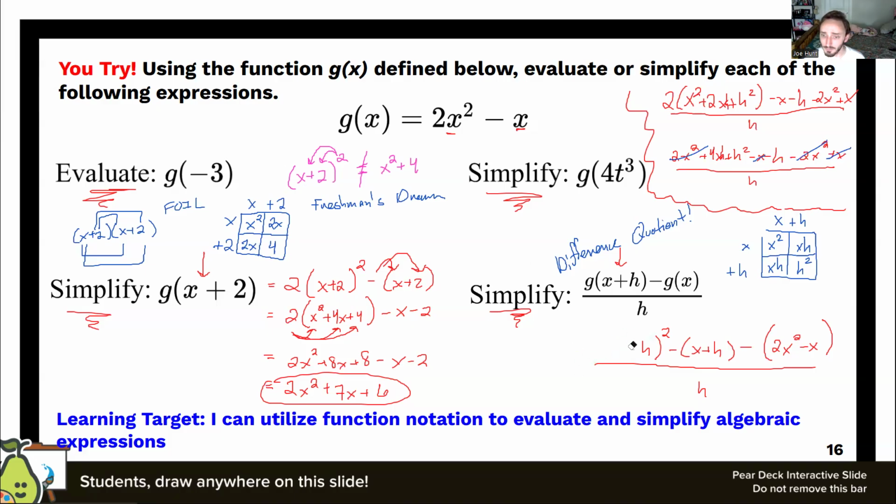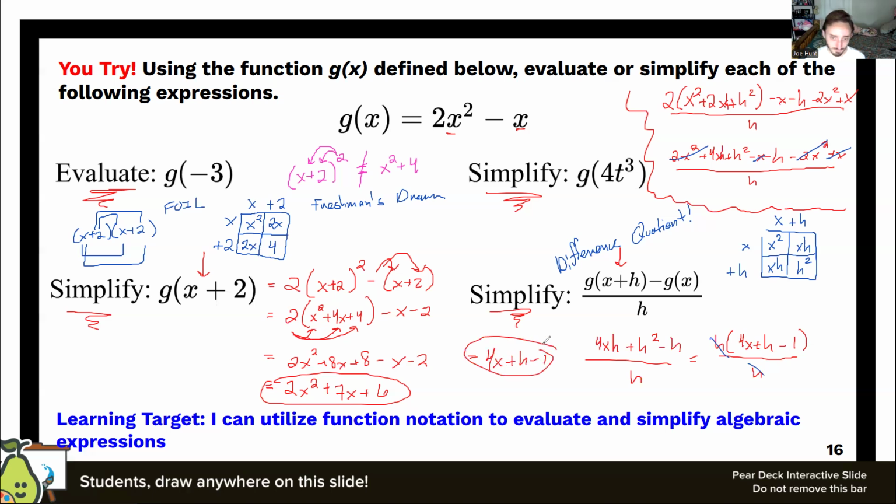So I'm going to clear a little more room down here in the bottom right corner of my slide. I'm going to continue to rewrite as I go, just to make this a little easier to see. So I've got 4xh plus h squared minus h all over h. Notice that I can factor an h out of every term in that numerator as a GCF. And if I do that, this h divided by h term is going to cancel out. So my final answer for this crazy problem, this sort of Easter egg problem, is just 4x plus h minus 1.